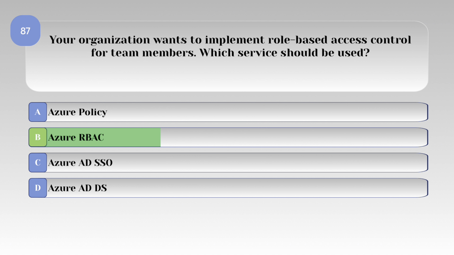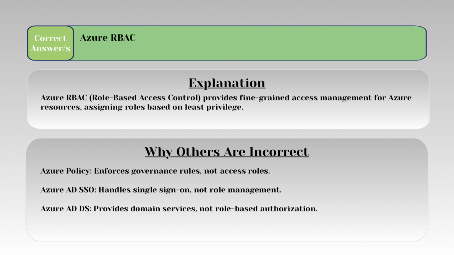Correct answer, Azure RBAC. Explanation: Azure RBAC, that is role-based access control, provides fine-grained access management for Azure resources, assigning roles based on least privilege. Why the other options are incorrect: Azure Policy enforces governance rules, not access roles. Azure AD SSO handles single sign-on, not role management. Azure AD DS provides domain services, not role-based authorization.